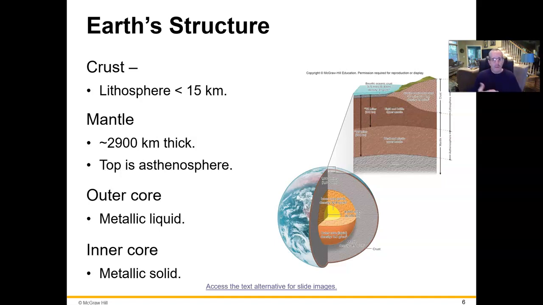The mantle, you can see here, I don't have to read each one of these to you. The outer core, remember there's actually two cores, the outer and inner. The inner core is a metallic solid. It has a lot of nickel, a lot of iron in it. And the outer core is a metallic liquid. It's molten. So it's actually in motion. It's moving and circulating. And that movement is very important.